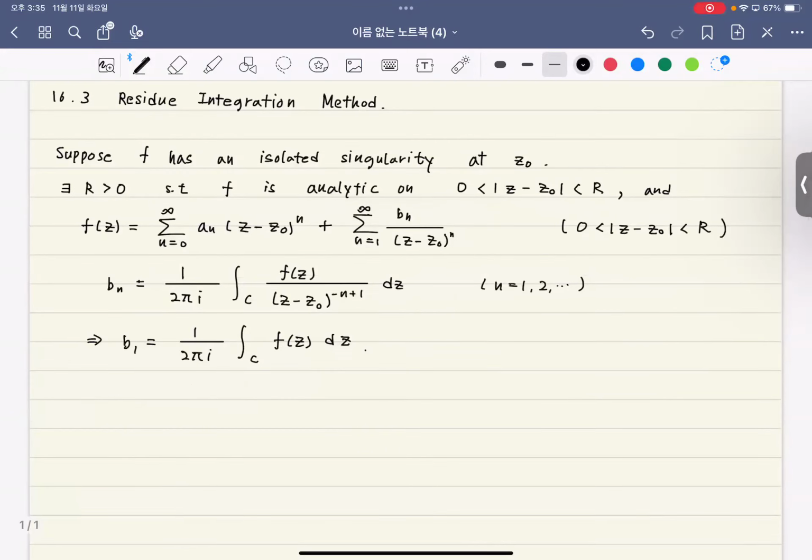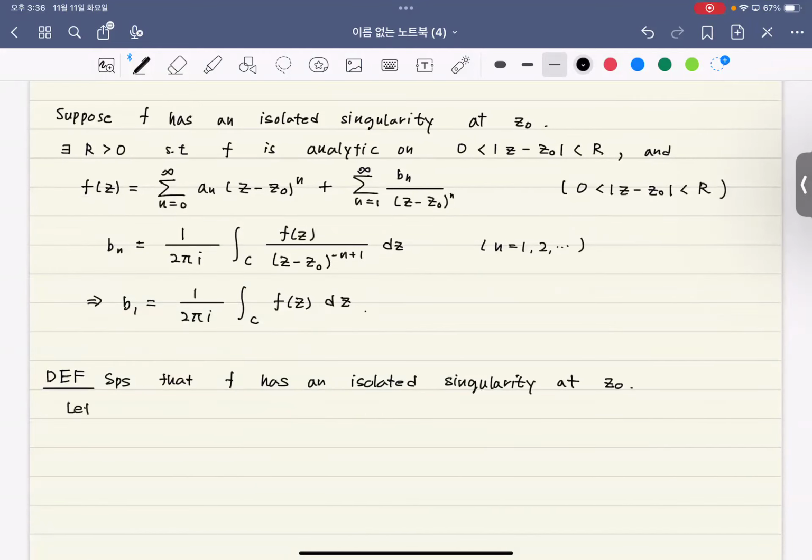So this is basically the idea of the residue integration. Okay, so here goes the definition. Suppose that f has an isolated singularity at this point z0, and we let b1 be the first coefficient of the Laurent series of f about z0.